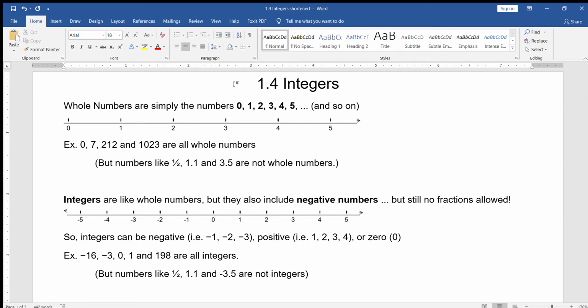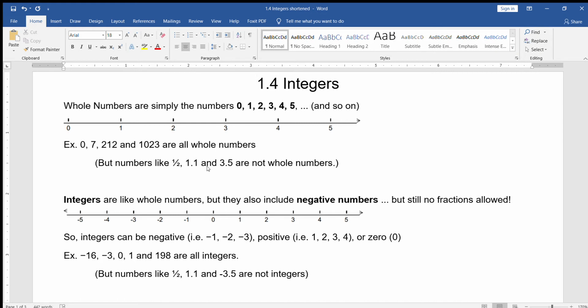Okay, let's get started. So 1.4 integers. Before we go over integers, let's go over whole numbers. Whole numbers are basically numbers from 0 to infinity. And those numbers are 0, 1, 2, 3, 4, 5, and so on. Again, you can draw a number line, and as you go to the right of the number line, numbers get bigger. Examples of whole numbers: 0, 7, 212, 1023. Examples of non-whole numbers: 1/2, 1.1, and 3.5.